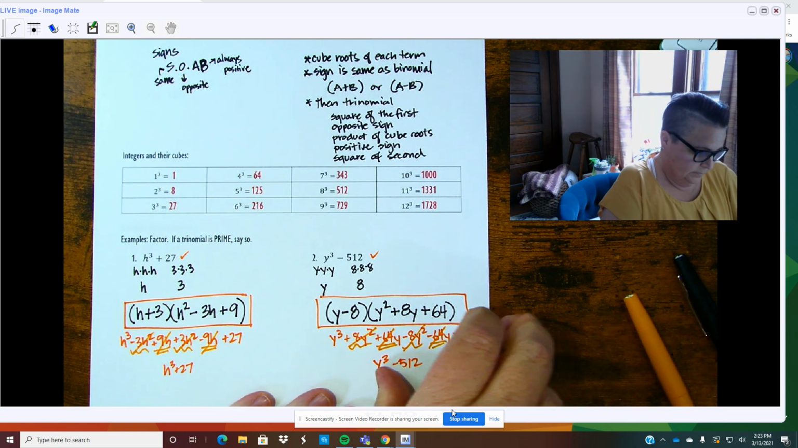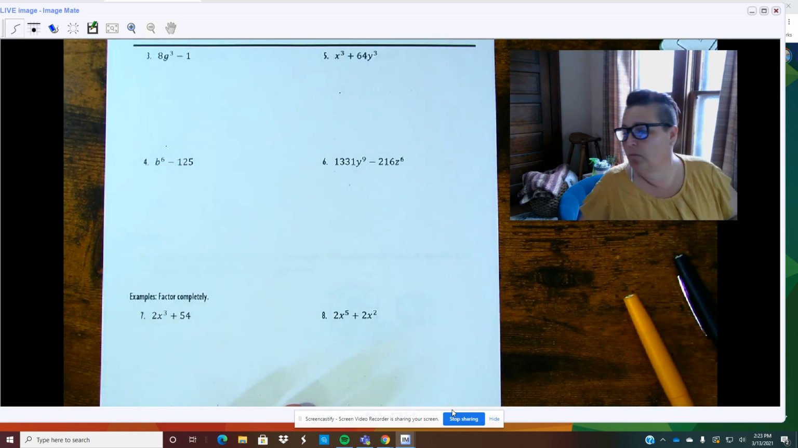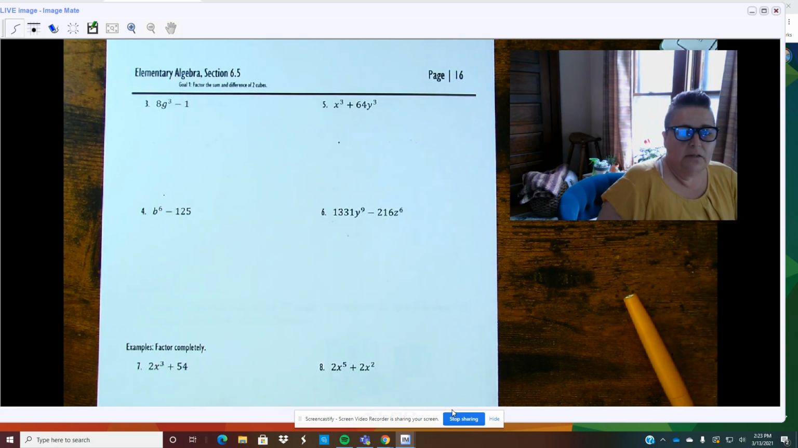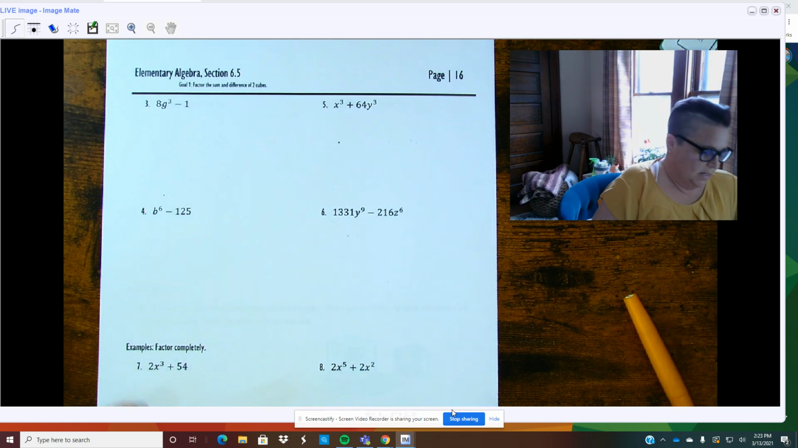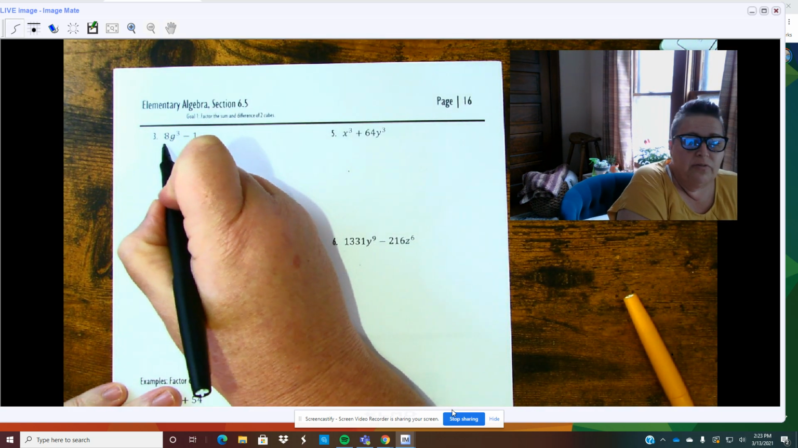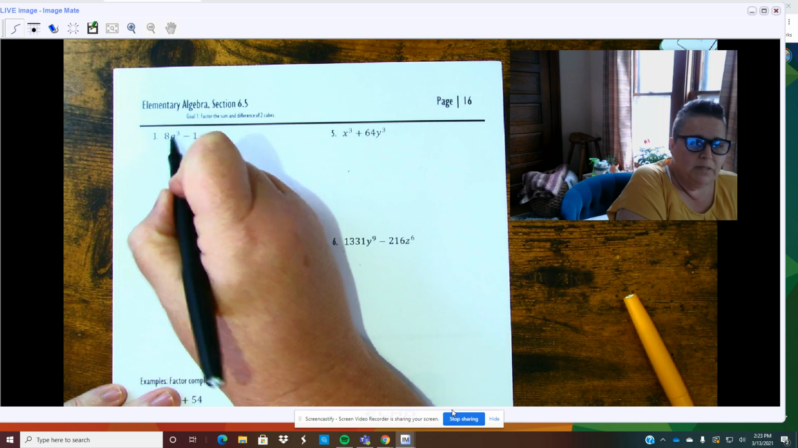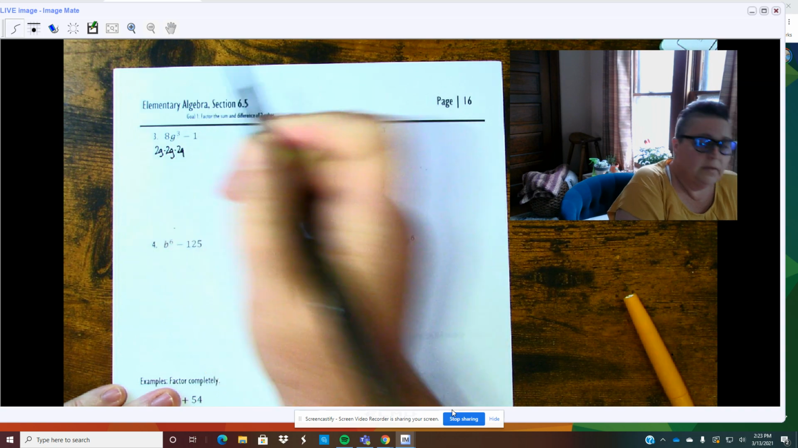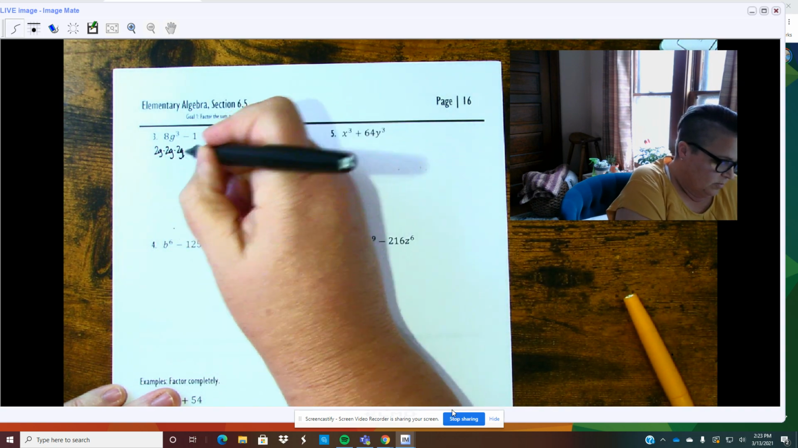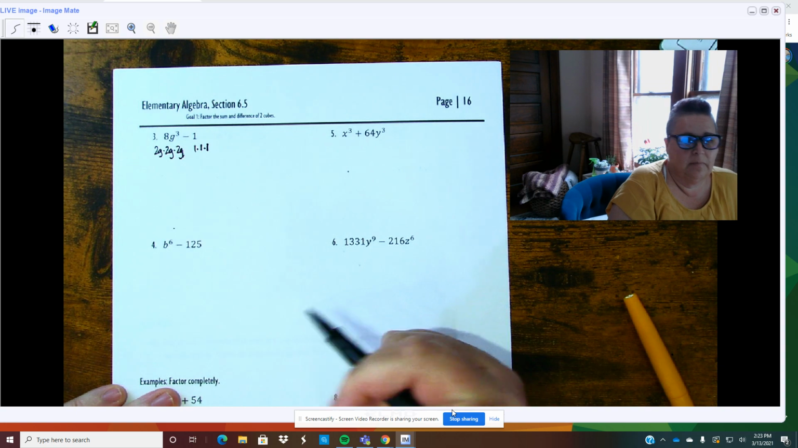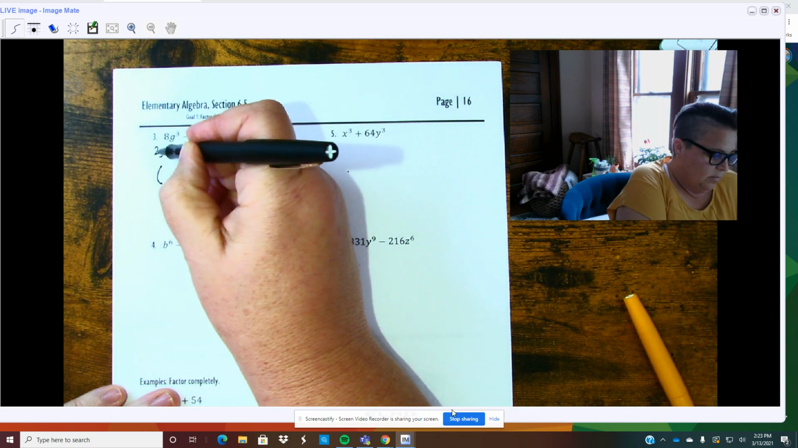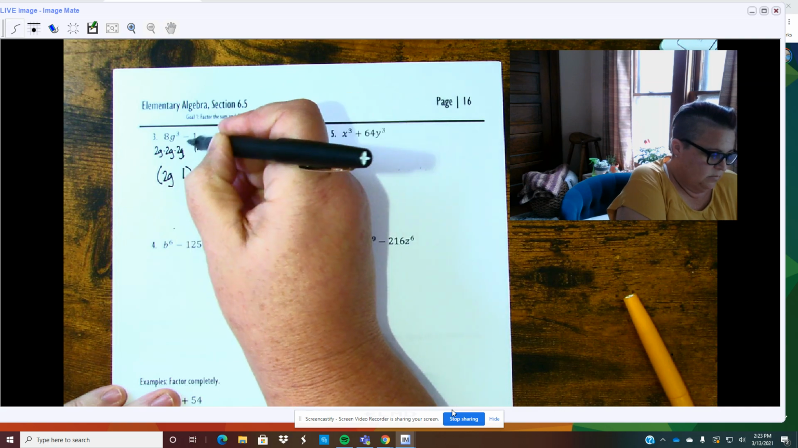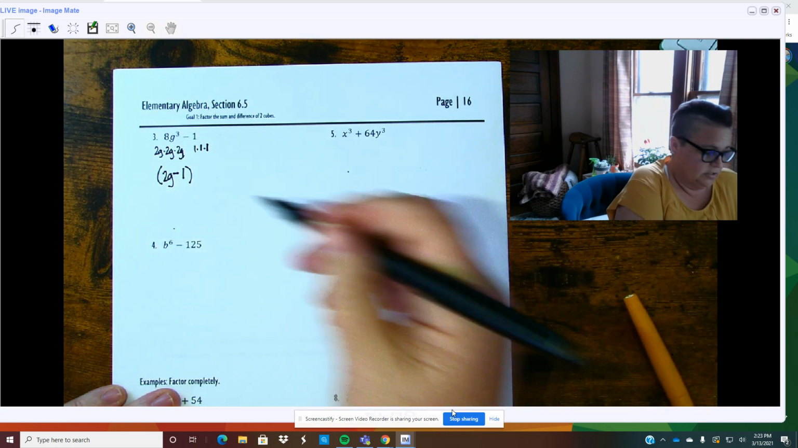Okay? All right. So to try a couple more so that we go through a few and we have some ideas here. So I have 8g to the third minus 1. 8 is a perfect cube. g cubed is a perfect cube. This is 2g times 2g times 2g. 1 is also a perfect cube. It's 1 times 1 times 1. So to use the pattern, I want the root 2g, and I want the root here of 1. The sign would be the same as what was in the original.